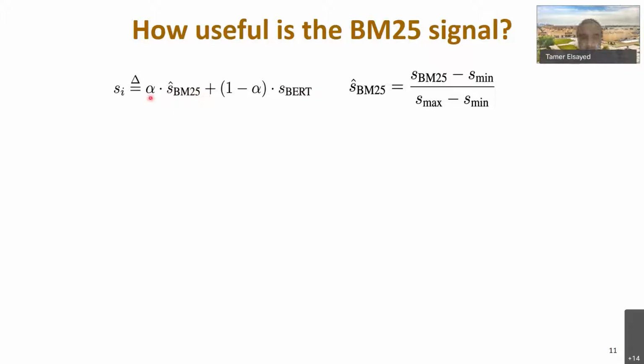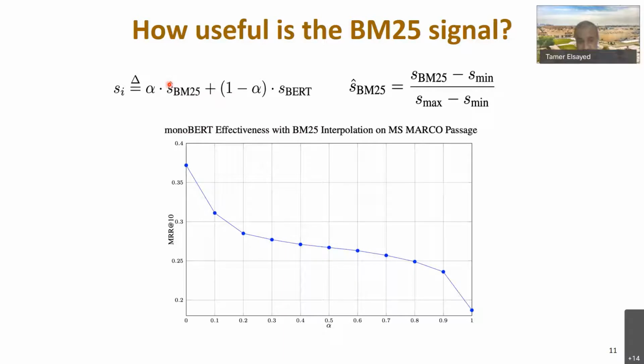This interpolation is controlled by the parameter alpha. If alpha is 0.1, then 10% of the score will be coming from the BM25 score, which is the first stage, and 90% of the score will come from the MonoBERT score. They changed the value of alpha to see if there is any value that will give us better ranking at the end, and here is the answer. On the x-axis we find alpha, and on the y-axis the performance measure, which is mean reciprocal rank at 10 in this experiment.